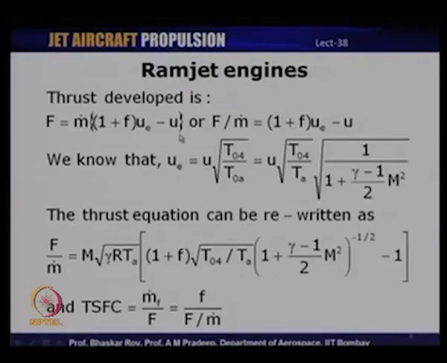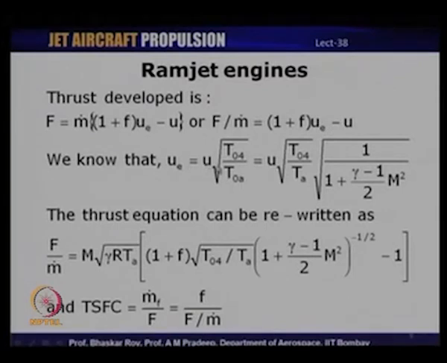Now, we can calculate the thrust. The basic thrust equation, as we have seen, is m dot into (1 plus f) into (u e minus u), plus of course, there is the pressure thrust term. Here we have already assumed that the static pressure at exit is equal to ambient pressure. Therefore, P e is equal to P a, and the pressure thrust term is 0. So, the thrust per mass flow, or the specific thrust, F by m dot is (1 plus f) into (u e minus u). Let us express u e in terms of Mach number and temperature.